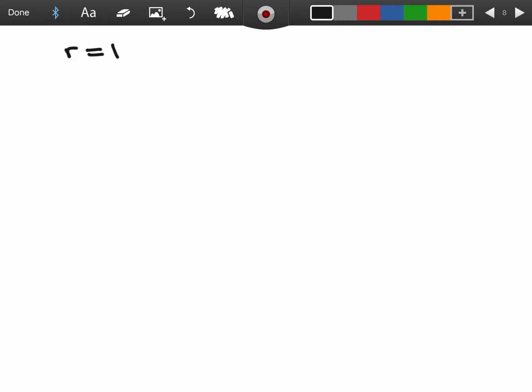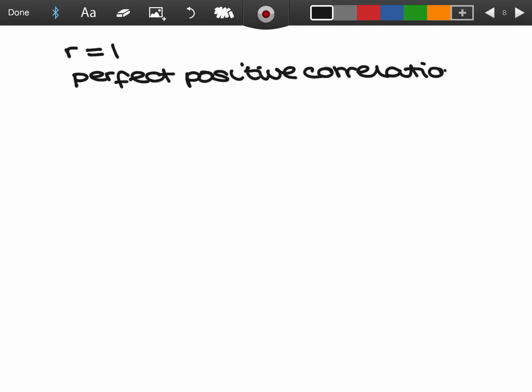So let's say that you get a value of R equal to 1. If R equals 1, that means you have a perfect positive correlation. That means that you have a perfectly linear relationship between X and Y in the positive direction. So you end up with your relationship between X and Y going in a straight line, a complete straight line. There's nothing that deviates off of that line. There are no data points off of it. They all go in a direct straight line in the positive direction when R is 1.